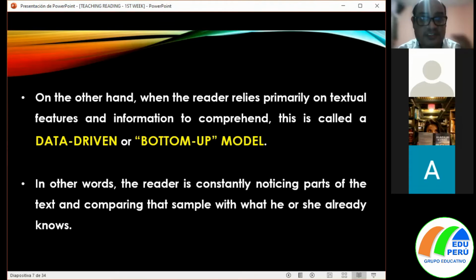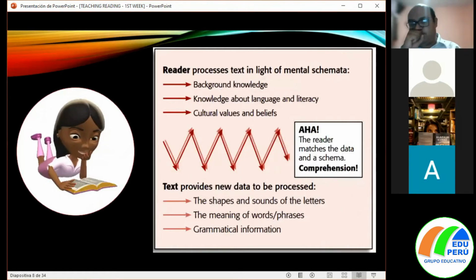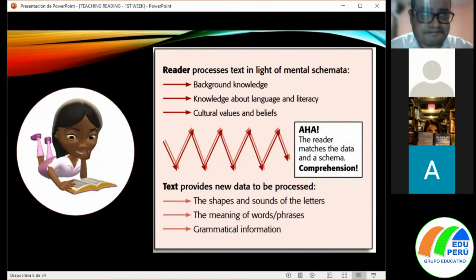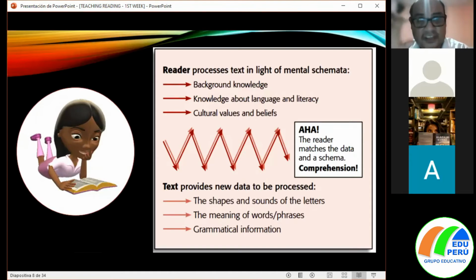All right? Notice this diagram. Here we have these two aspects. At the top part, the reader processes texts in a line of mental schemata. What is that? Background knowledge, knowledge about the language and literacy. Then we're going to talk about literacy. Cultural values and beliefs. So how do you call this? Can you remember?